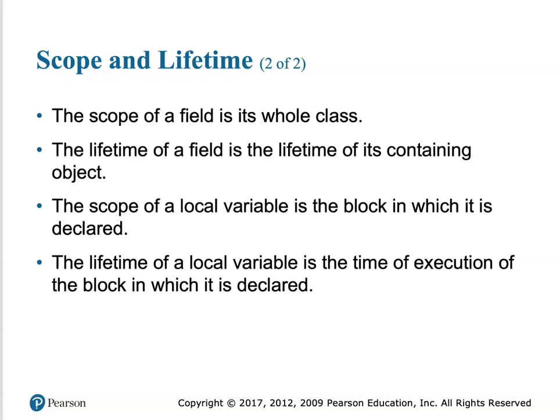So just to try to put a bow on this, thinking about fields, its scope is the entire class. Every method has access to it. And its lifetime is as long as the object is in existence. The scope of a local variable is the block in which it is declared. And the lifetime of a local variable is the time of execution of the block in which it is declared.